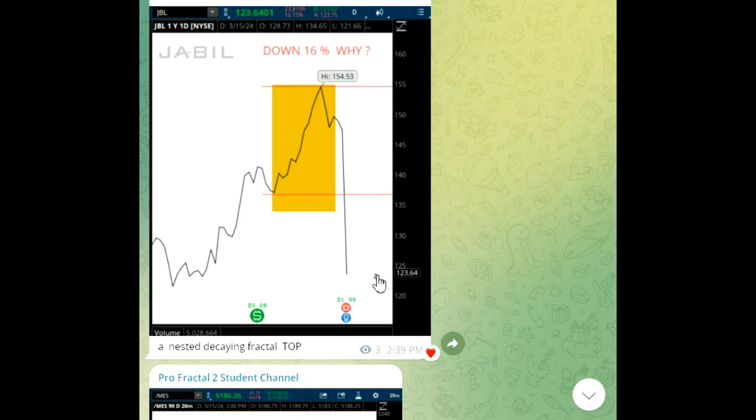Boom. That's called a nested decaying fractal. But it's in the larger movement, so it's nested. Ideally, you would want to catch that fractal all by itself. That's called a standalone fractal. That's really reliable, but this works out too. So you have to look at fractals all by themselves or within another fractal tree.